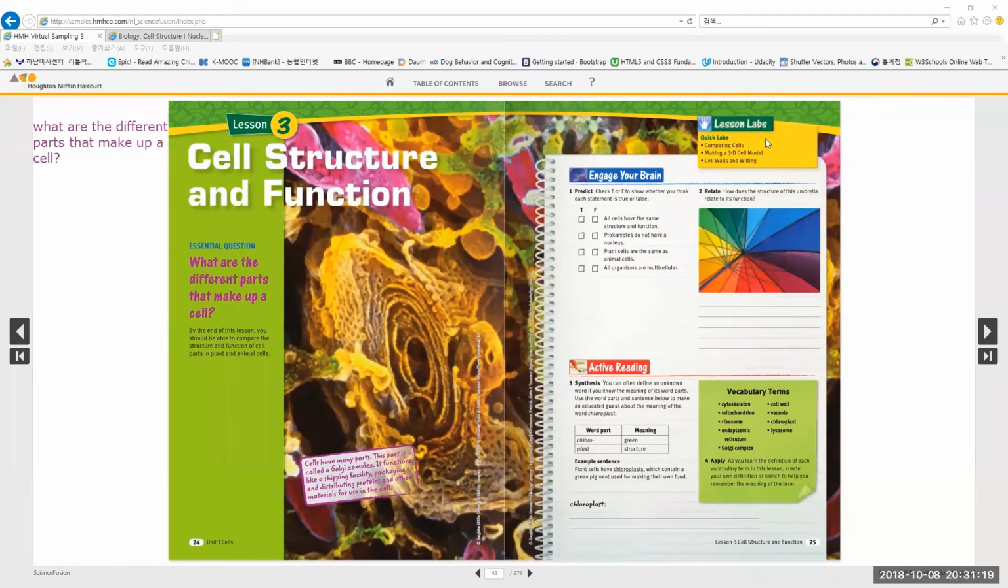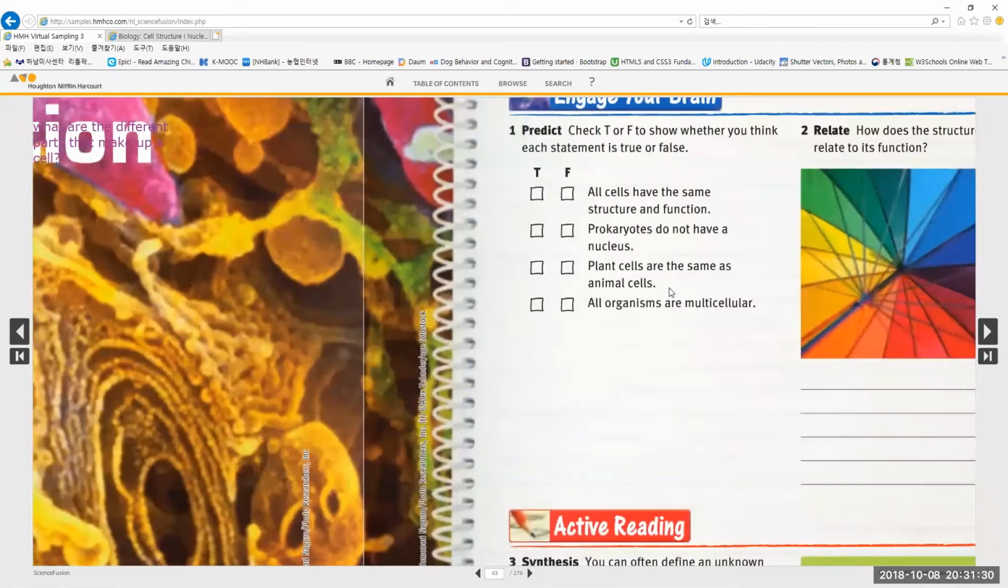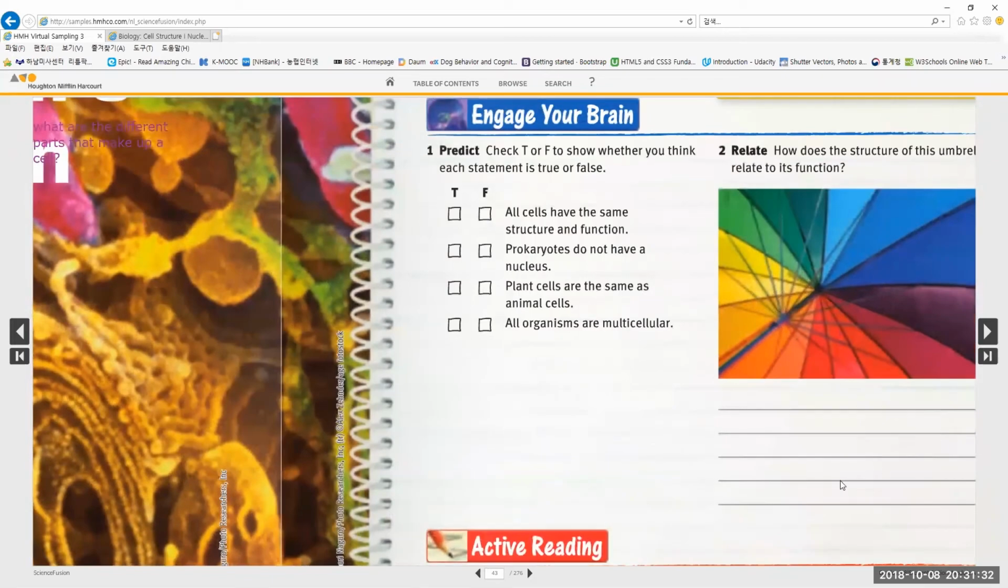Before we start the main part of the studying, let's do some quizzes. Check T or F, true or false, to show whether you think each statement is true or false. All cells have the same structures and function. All cells do not have the same structure or function.